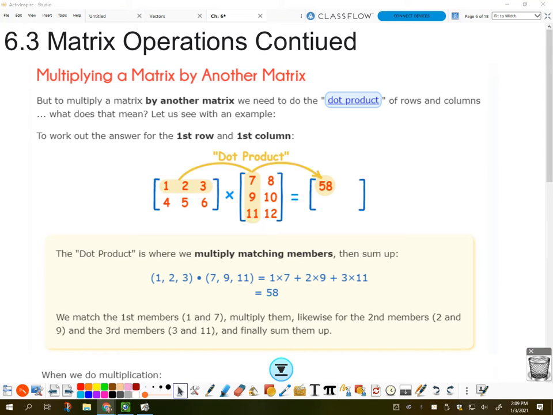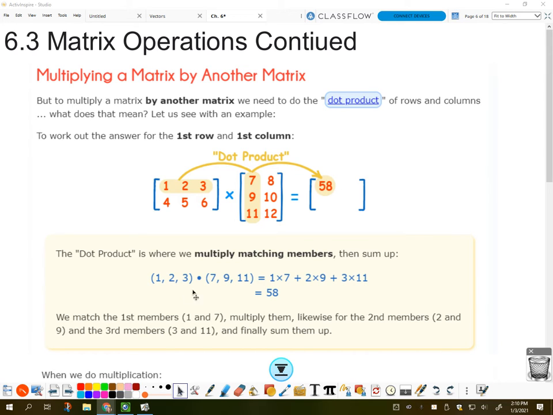Okay, so we're going to continue matrix operations and we're going to do multiplication. To multiply a matrix by a matrix, you're going to do what's called a dot product. You're going to multiply each of these by each of these and then add those results. So 1 times 7 plus 2 times 9, I'm pointing at things so you can see it, sorry. We're going to do 1 times 7 plus 2 times 9 plus 3 times 11, and that'll give us this first entry.